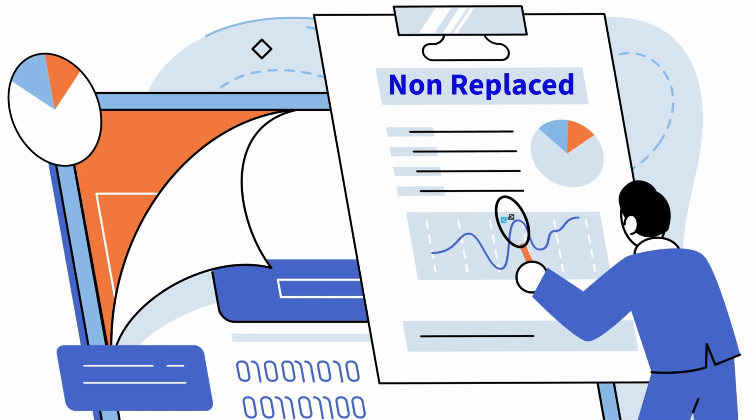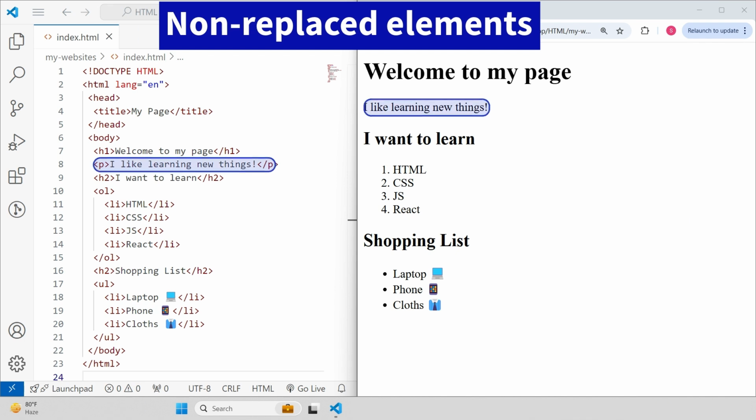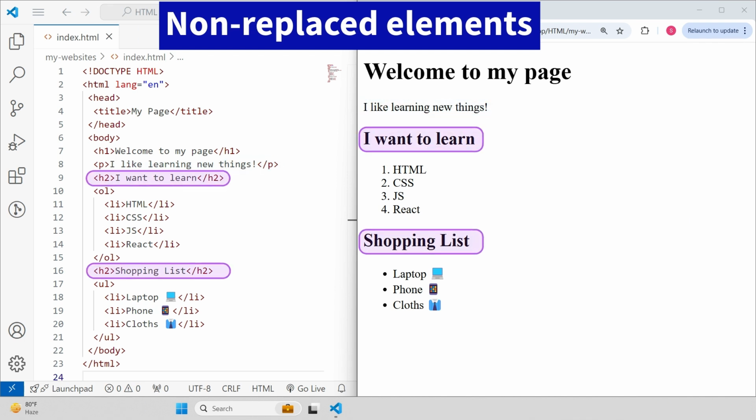These are the elements that you will use for most of your content. They are called non-replaced because the browser renders their content directly rather than replacing them with something else, as we will see later. Common examples include paragraphs, headings, and lists.